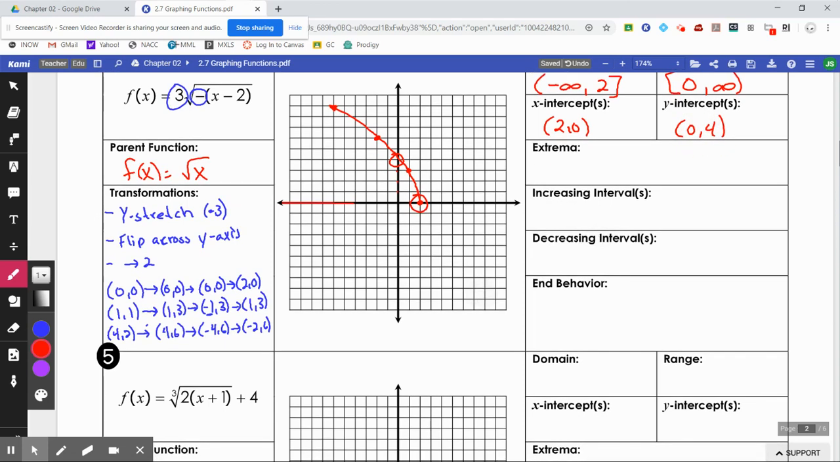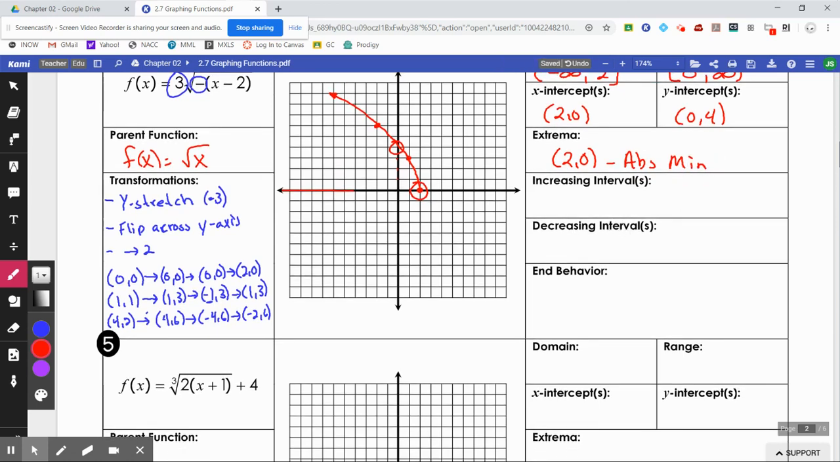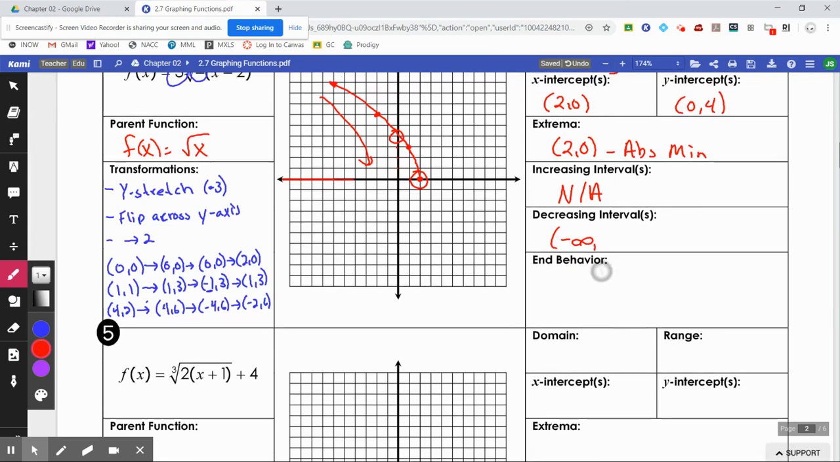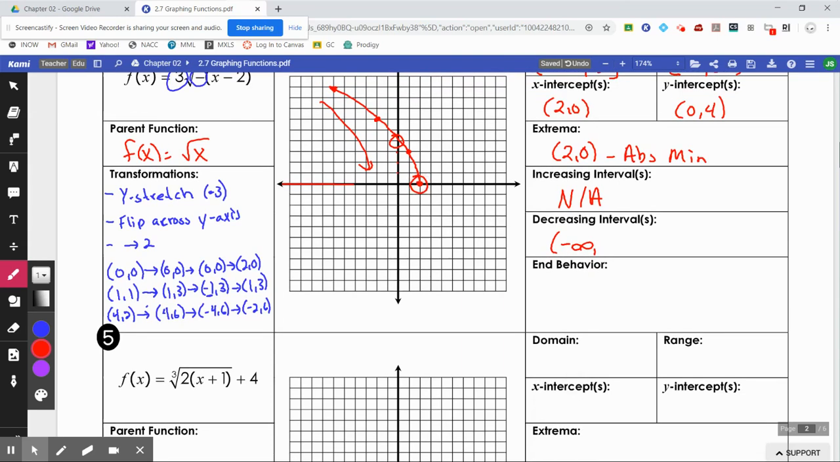My extrema, the lowest point on my graph, was here at 2, 0, and that's going to be the absolute lowest point on my graph, so the absolute minimum. There's no maximums there. Increases from left to right, your graph is constantly going downhill, not uphill. So it's never increasing. That's not applicable. However, it's decreasing from negative infinity all the way up to its stopping point here at 2. And that is always open interval.